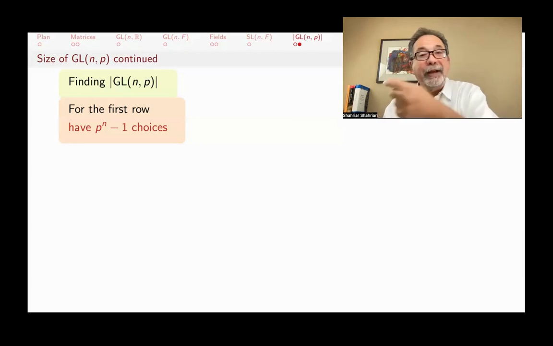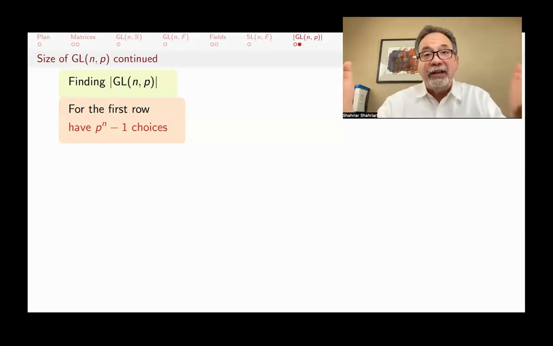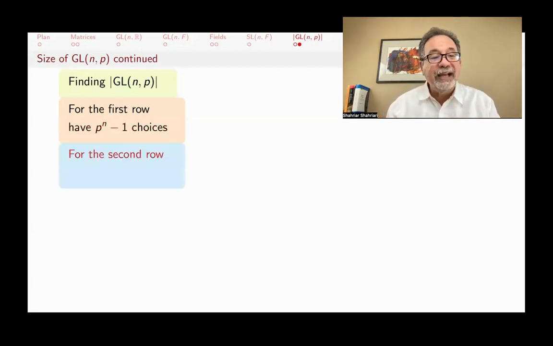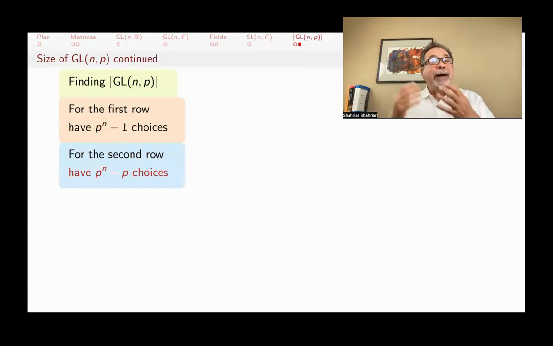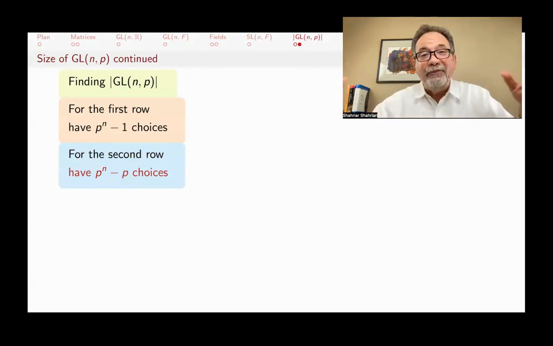By the way, if you multiply by 0, you get all zeros. I'm not allowed to have that. If you multiply by 1, you get that first row. You're not allowed to have that. Twice that, you're not allowed to have. 3 times that, p minus 1 times that, you're not allowed to have. But anything else is not going to be a linear combination of those. So for the second row, I have p to the n minus p. p to the n is the total number of vectors of length n that I could write, p of those are a linear combination of the row before, so p to the n minus p is how many things I can put there.